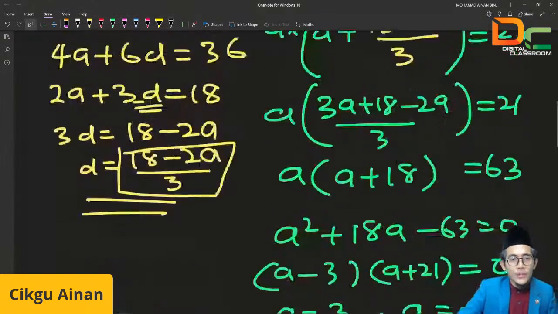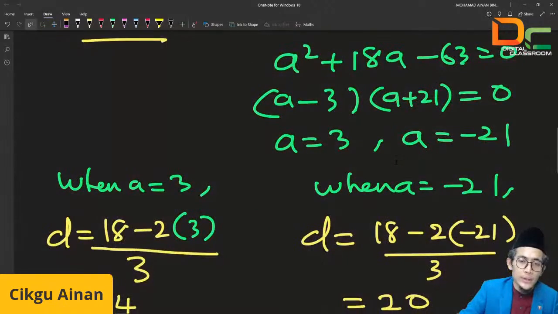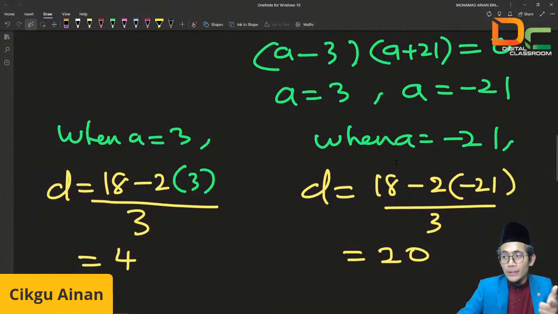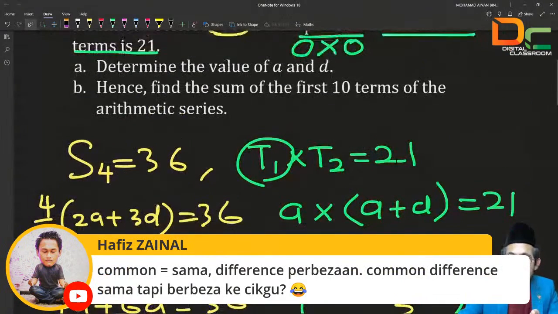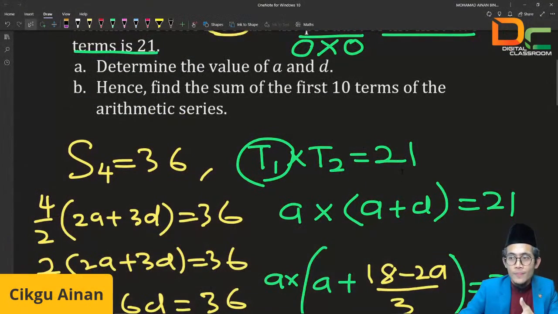Now, we get the first term and the common difference for each arithmetic sequence. Now, what is the second part? Common difference. Who asked earlier? Common means same, difference means difference. Common difference.